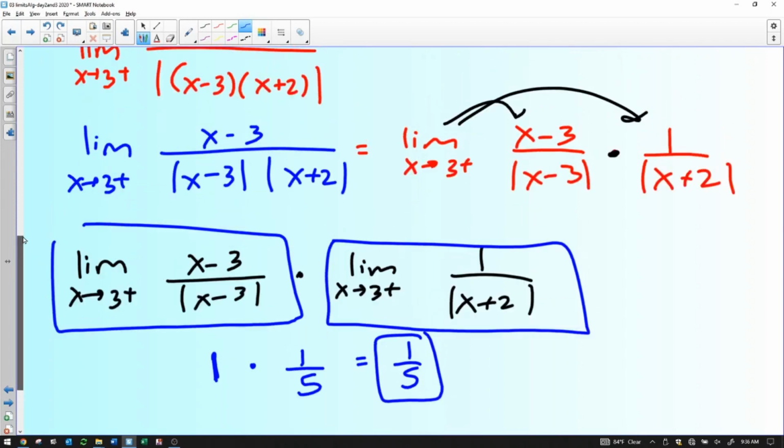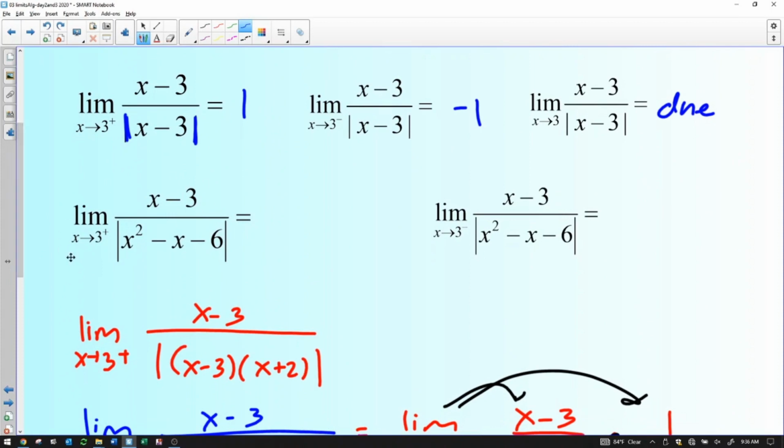Can you guys do the same, using the same principles? Can you do this problem for me, please? Using the same principles, you do this one on your own.